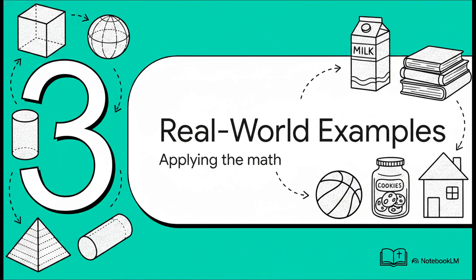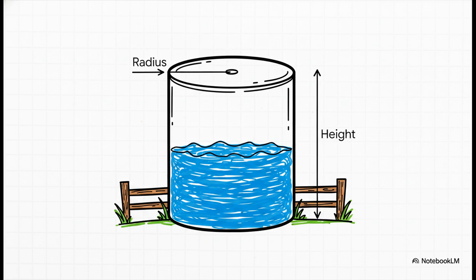Real-world volume examples. Applying the math. It's time to take these formulas and apply them to everyday objects you actually see in your life. Let's tackle our first example. Imagine a large cylindrical water tank out on a farm. It has a radius of 4 feet and a height of 10 feet. Because it's a cylinder, we'll use the formula V equals pi r squared h. Step by step, let's substitute our numbers. Volume equals 3.14 times 4 squared times 10.